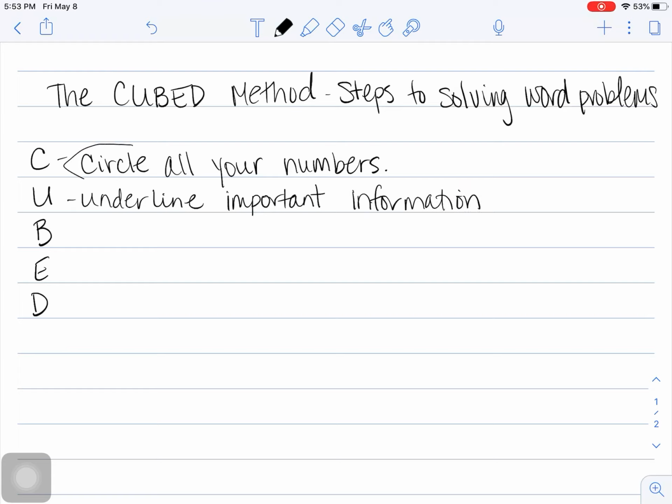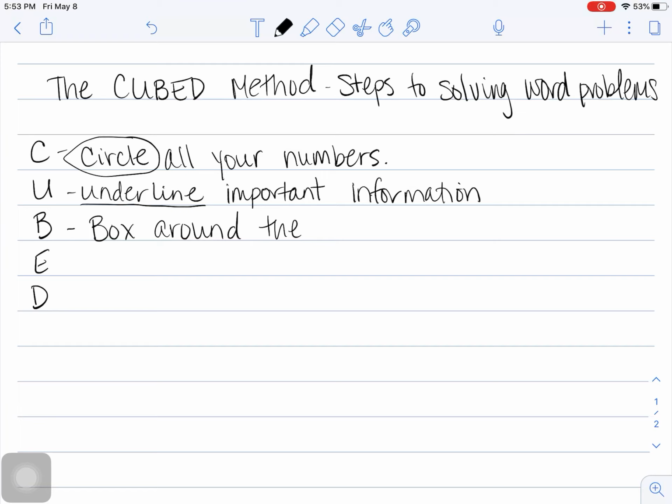All right, so we're circling the numbers, we're underlining important information, and the B stands for box around the question. What are they asking you to do? What do they want to find an answer to? What they're looking for, you should box it.